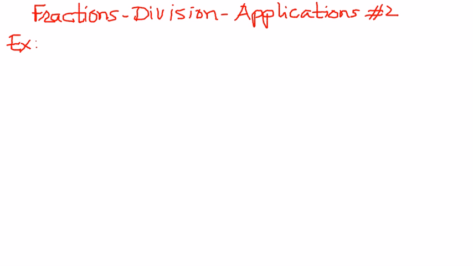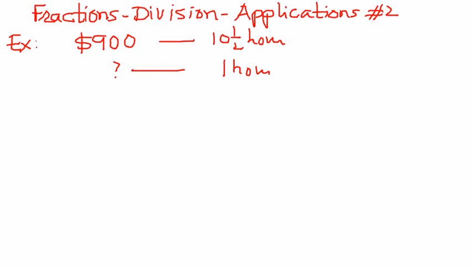Let's say if you earn $900 working 10 and a half hours a day, how much do you earn in 1 hour? The problem is, if you earn $900, let me write down the main points in this problem, and I'm going to read the problem again. If you earn $900 working 10 and a half hours, how much do you earn in 1 hour's time? In 1 hour, what is the amount of money you're going to make? So if you earn $900 working 10 and a half hours a day, how much do you earn in 1 hour's time?